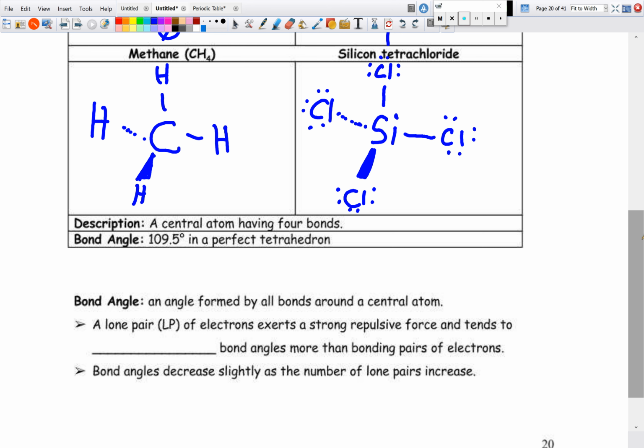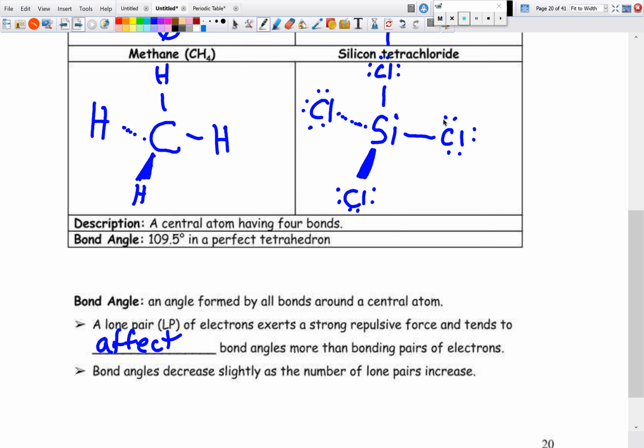So a lone pair, which we shorthand as LP, a lone pair of electrons forms a strong repulsive force that tends to repel or affect. Sorry, those are ugly looking F's there. I'll try this again. It affects all the bond angles more than the bonding pairs. So as we start adding lone pairs, we're going to see the bond angles start changing.